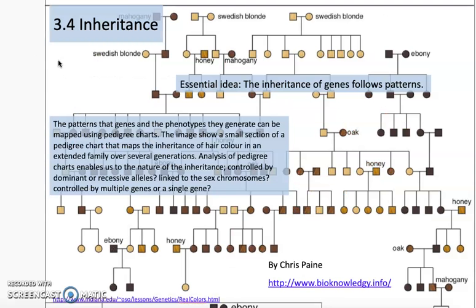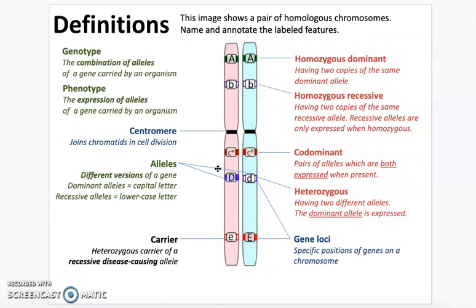Remember, if we go back to the first slide, this essential idea here is that the inheritance of genes follows patterns. So there are different patterns, and we've only talked about classic Mendelian inheritance patterns so far. I'm going to do an example of classic Mendelian inheritance in a second, and then later we will talk about codominant inheritance patterns. So my example of classic Mendelian inheritance patterns is going to use pea plants. Why am I using pea plants? Well, because the founder of this inheritance pattern, Gregor Mendel, actually discovered this inheritance pattern.